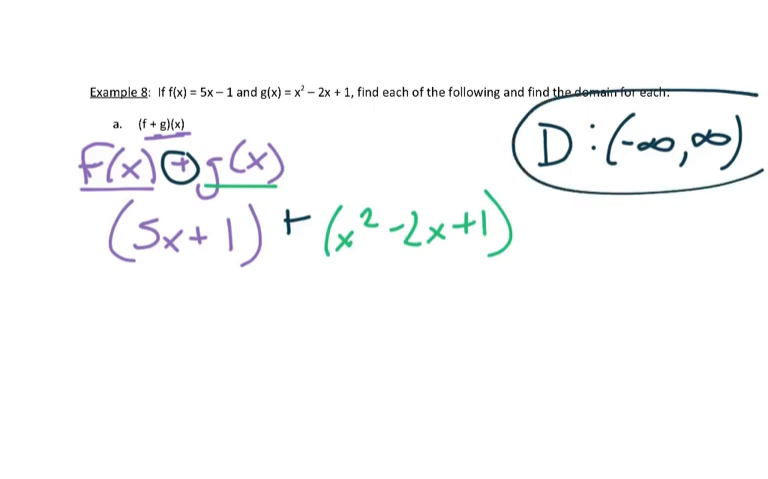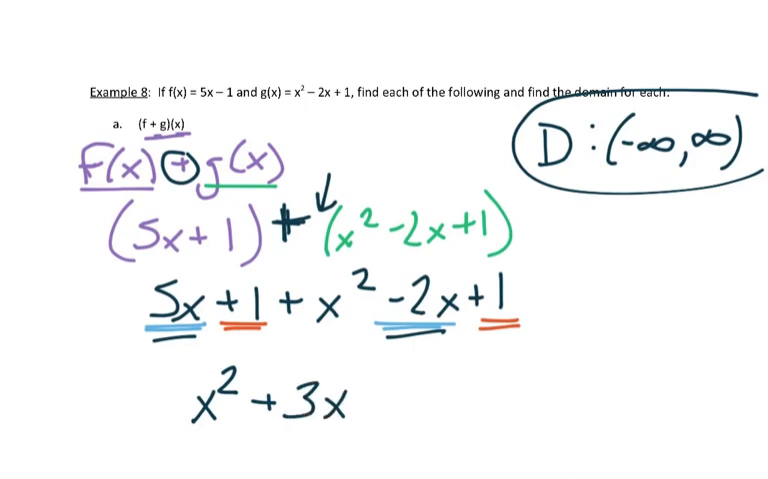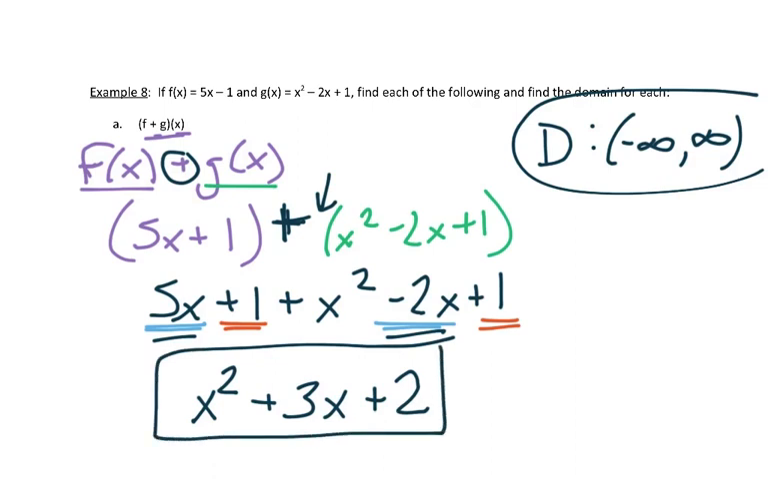Now we'd simplify. Because of the plus sign here, there's nothing in front of these parentheses. That means those parentheses aren't doing anything. So we can just drop the parentheses and then combine like terms. So here I have a 5x and a minus 2x. Here I have a plus 1 and a plus 1. So I'll start with x squared because it's my biggest exponent. And then I do the 5x minus 2x, so that's plus 3x. And the plus 1 and plus 1 would be plus 2. So this is my answer.